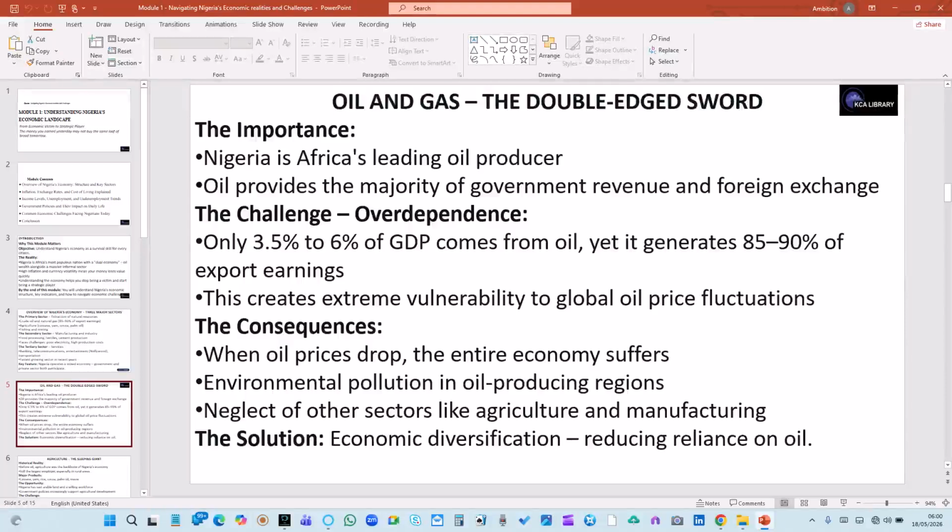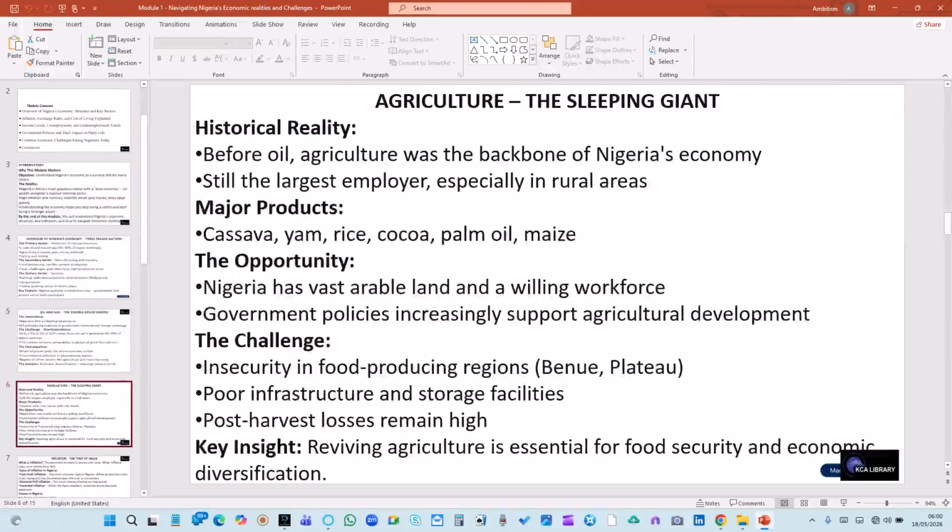Then another consequence is environmental pollution in oil producing regions. Then lastly, there is the neglect of other sectors like agriculture and manufacturing. The solution lies in economic diversification, that is reducing over-reliance on the oil and gas sector. Having known that, let us look at agriculture, which is the sleeping giant.